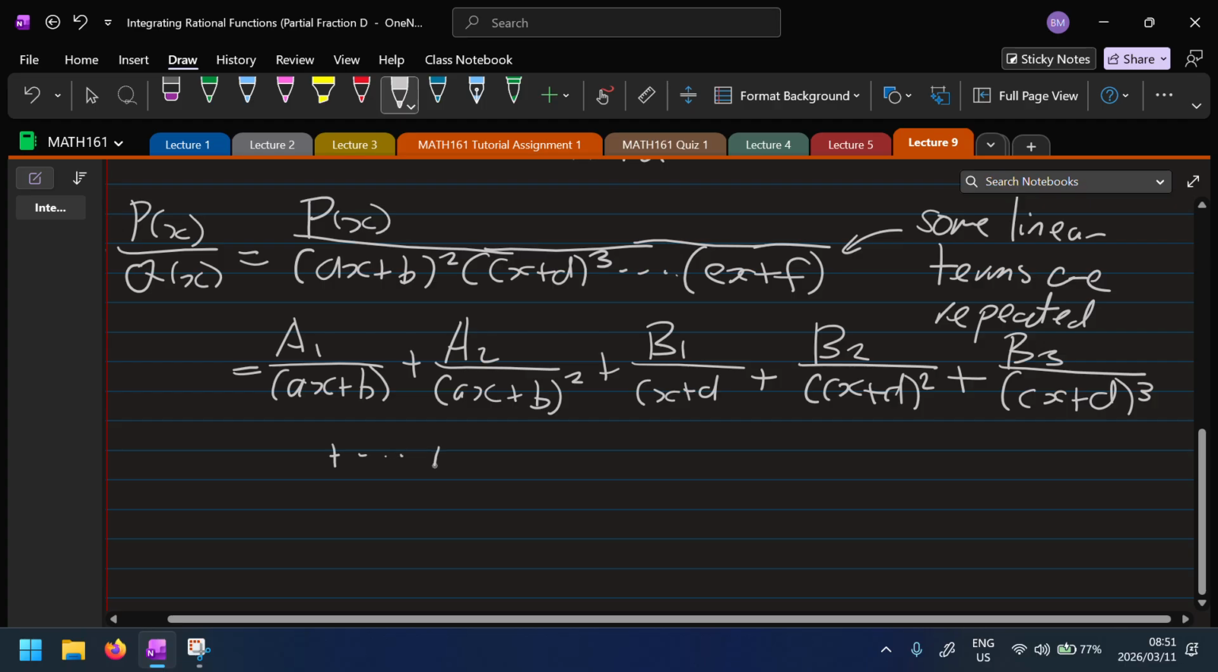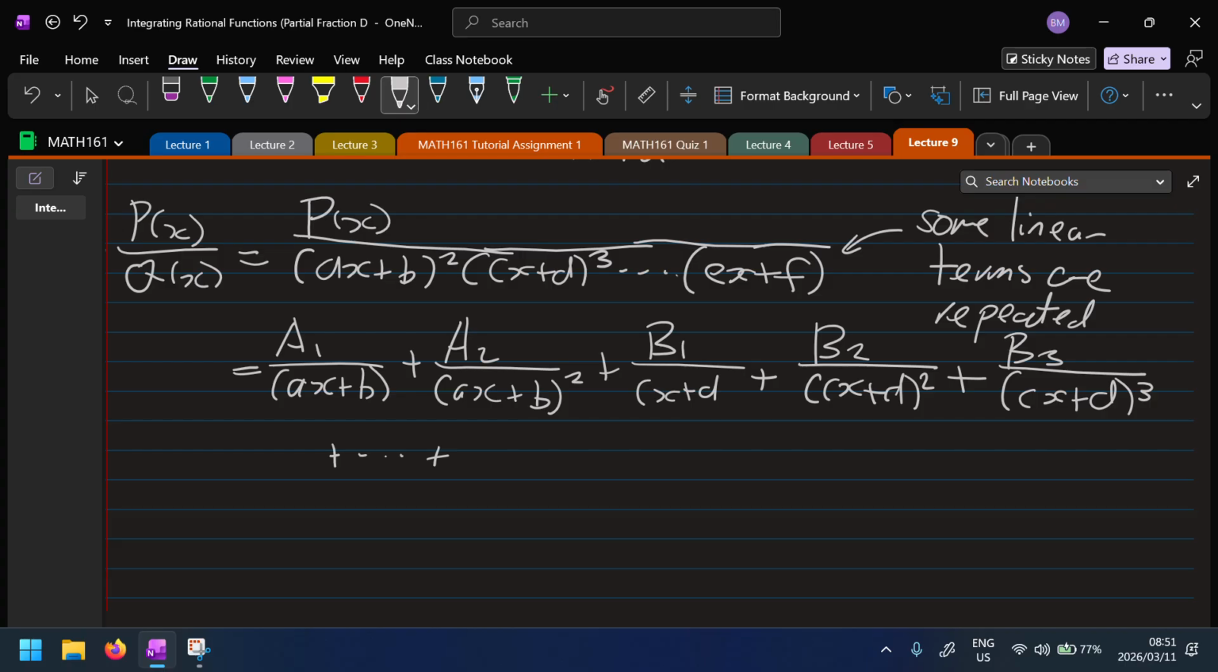Okay, plus all the other stuff, if it's repeated more, you follow the same rule. Up to that last one, that one is repeated once. There's only one of them. So we can say plus C over EX plus F. Okay. So again, please just underline this one here.